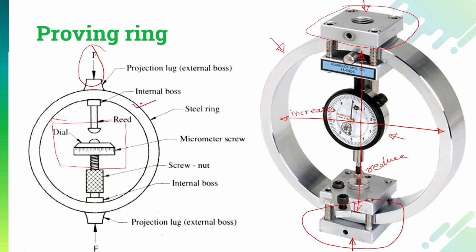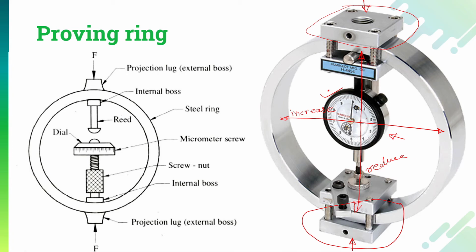The proving ring is there, the projection lugs are available. Then, the measuring devices are available. A dial indicator can be used as a measuring device. Over here, the micrometer screw is used as a measuring device. So there are a total of 3 parts available. And now let us understand how to use this proving ring.